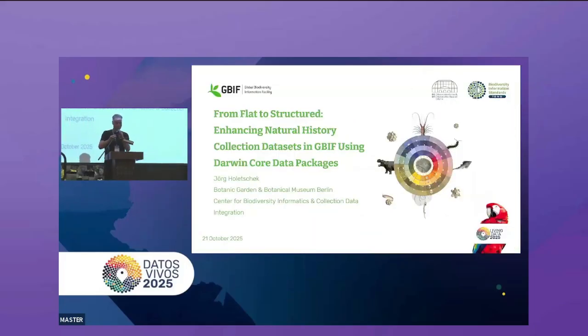Hello. I'm Jörg Holicek from the Botanic Museum in Berlin, and I'm working at the Center for Biodiversity Informatics and Collection Data Integration. I've been responsible for pushing our data for the last years to GBIF and likewise biodiversity networks. So I knew a lot about the limitations of Darwin Core, and we were happy to be one of the use cases to publish natural history collection data as Darwin Core packages.